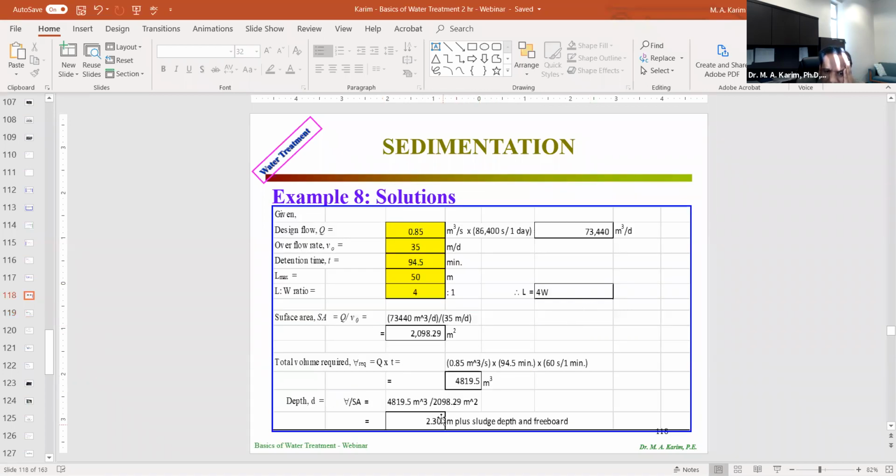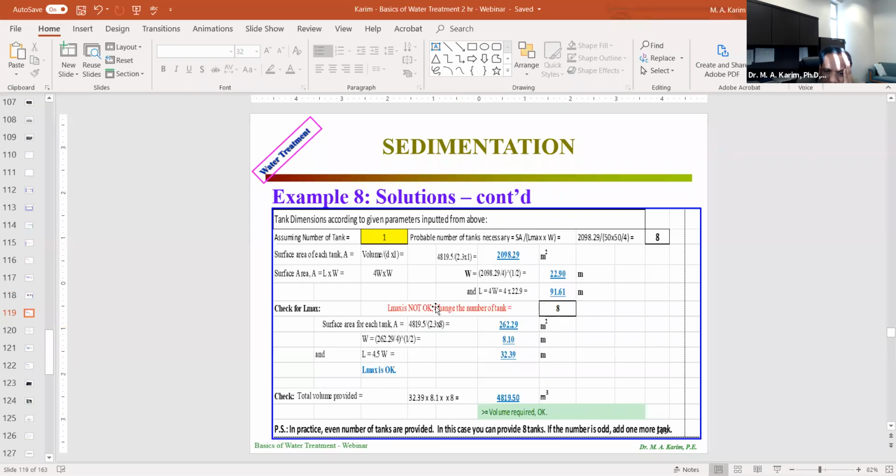We already did the liquid depth, which is 2.3 meter. Okay, so I got it to run. Then that means in this case, the volume provided is the same as the volume needed, or a little bit more. Then it is acceptable. So here is some note.